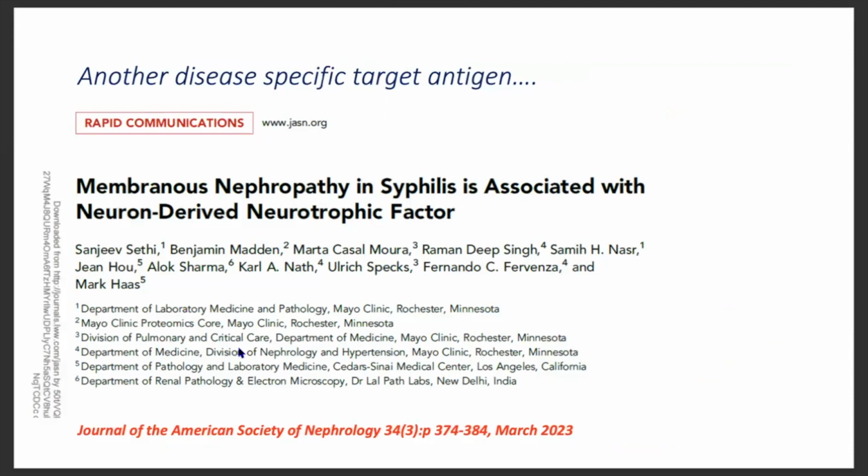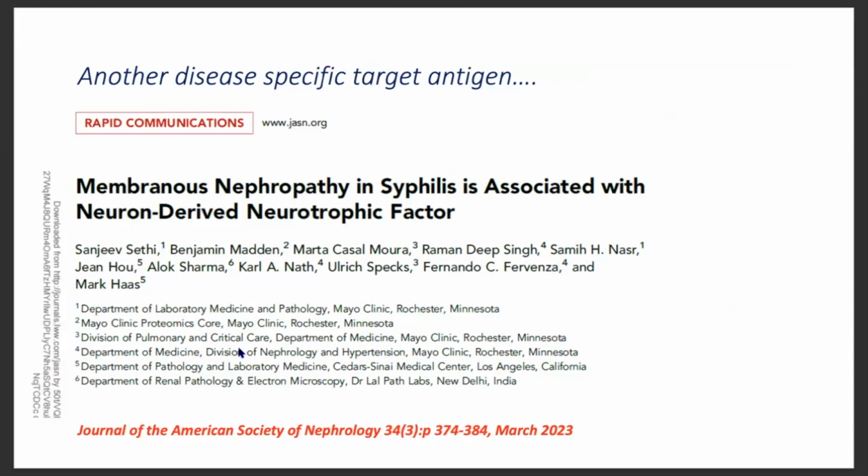After PLA2R, which accounts for probably 65%, about 15% of cases of membranous GN are associated with NELL1-positive membranous GN. Now, we were talking about other etiologic agents, once we knew how to diagnose these cases.